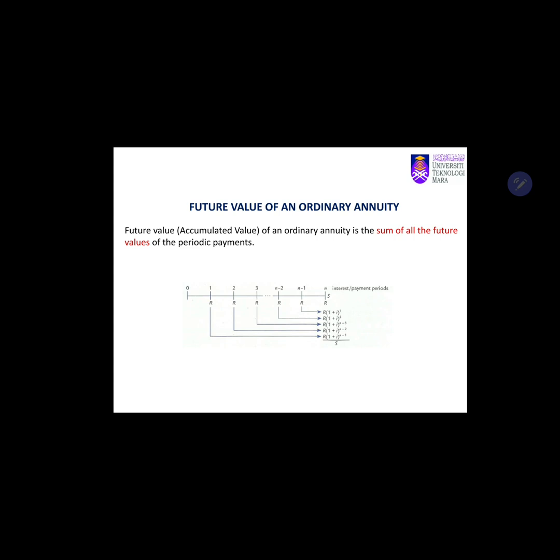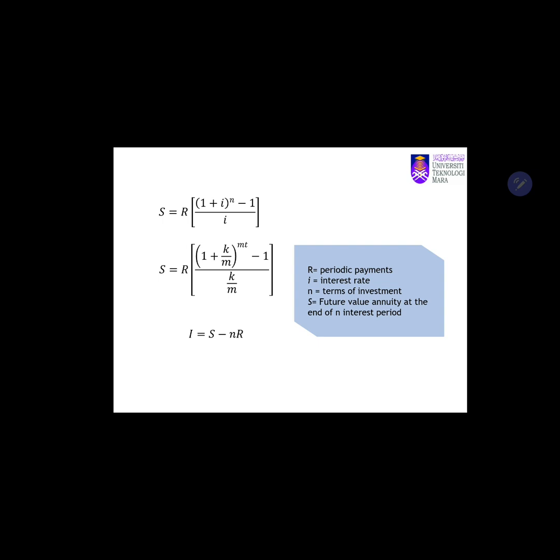This is the diagram for future value. R here means the RM50, the regular payment you pay every week. This is the formula for future value of annuity. S is the future value, R is the periodic payment, the amount you pay or save every month, every week, or every day. It must be the same value. Then we have ((1 + i)^n - 1) / i.